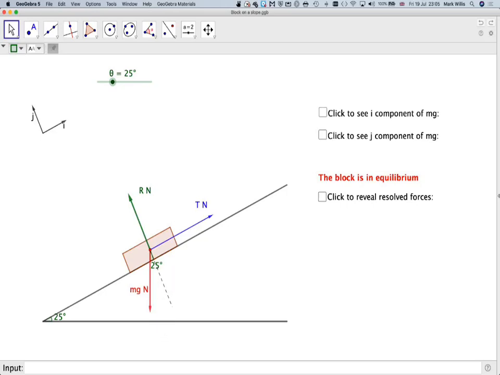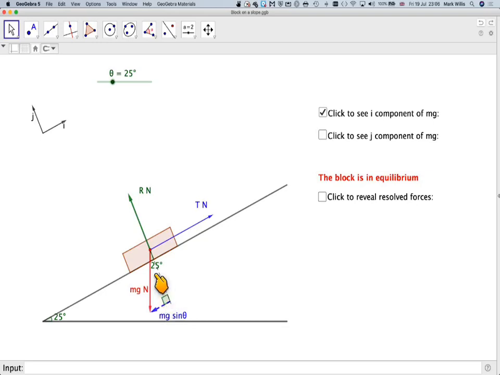So when we resolve problems like this on a slope, then we have an I direction, which we consider to be the same direction as the slope. And we have a J direction, which is perpendicular to the slope. And this force here that's acting downwards, we have to split up into what's known as components. So the I component will be the one which is parallel to the slope.